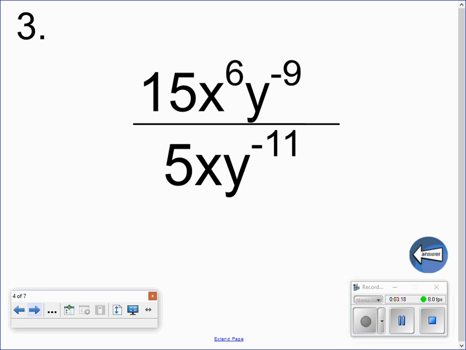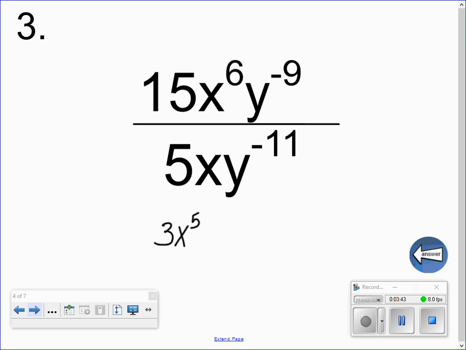We look at example 3, this is a quotient of powers, so we're going to divide, and when we divide, we subtract. So we're going to subtract the exponents here. 15 divided by 5, that's just dividing coefficients, that would be 3. x to the 6th divided by x to the first power, 6 minus 1, x to the 5th. So remember, you're subtracting those.